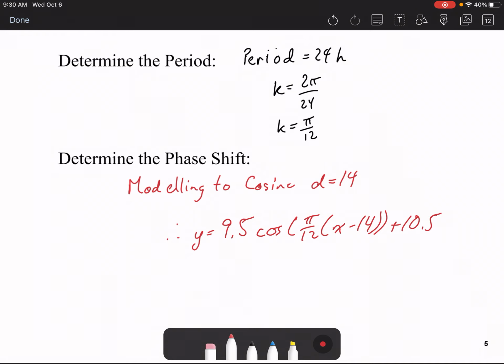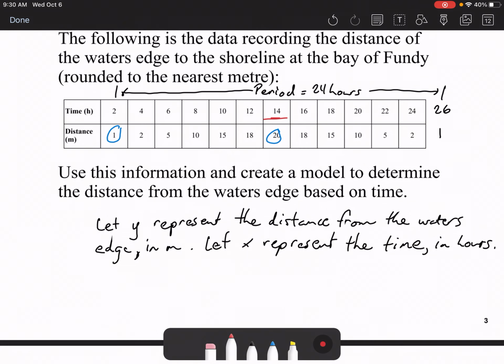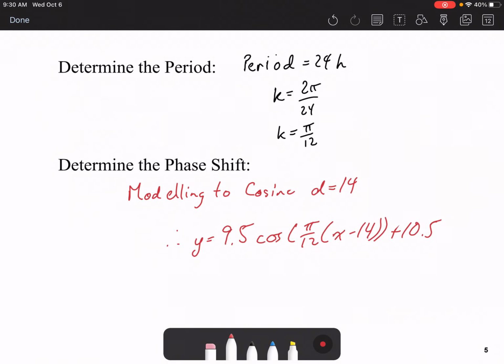Now again, if you're going to model it to sine, you might want to use halfway between the 2 and the 14 to actually find that value, which would be about 8. And thus concludes this lesson.